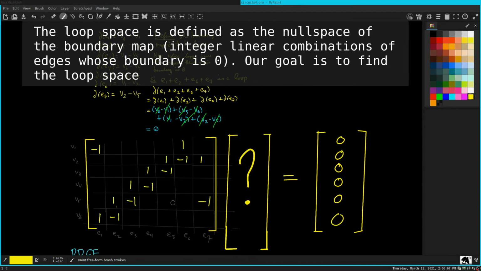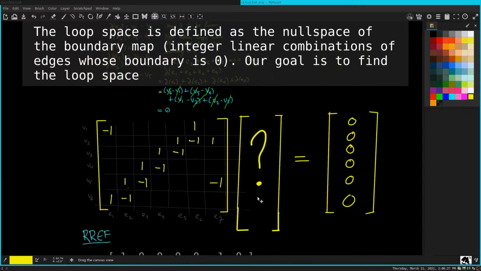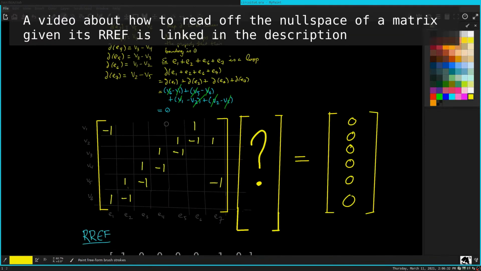Well, loops are defined to be chains such that when you take the boundary, all of the boundary terms cancel out. So we put a chain in here, or whatever column vector corresponds to a chain, and we want to know what chains will end up with all zeros when we do this matrix multiplication. Okay, and so the way you do that, you calculate the row-reduced echelon form of this matrix, and the reason is that the row-reduced echelon form has the property that, if you have a matrix X, the row-reduced echelon form of X has the same null space as X.